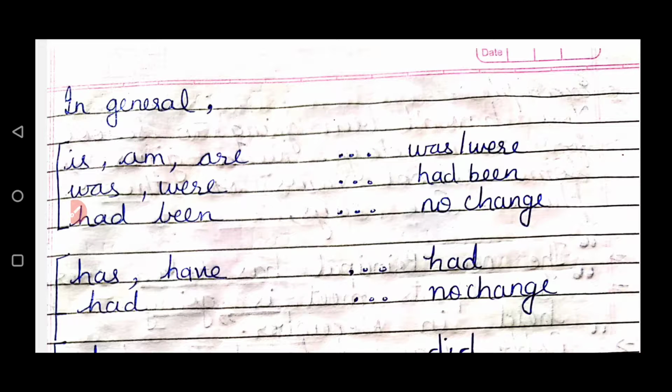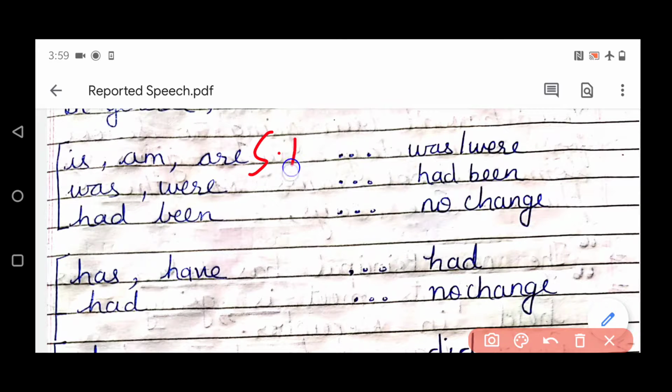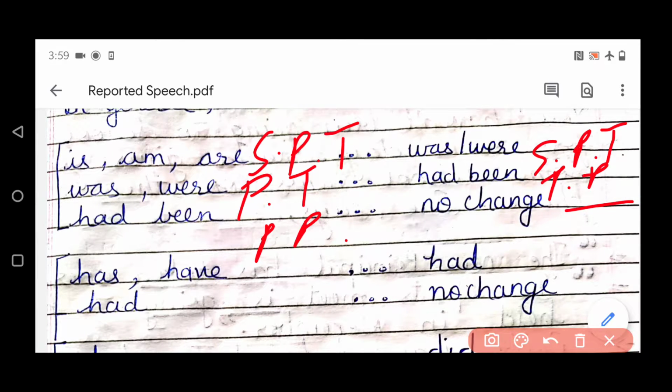That means is, am, are are your simple present tense, and they change to simple past tense. Right? Was and were are your simple past tense. They change to past perfect. And past perfect remains the same. There is no change in past perfect.